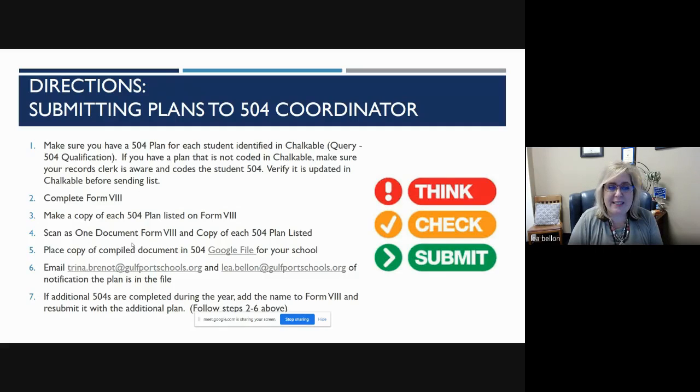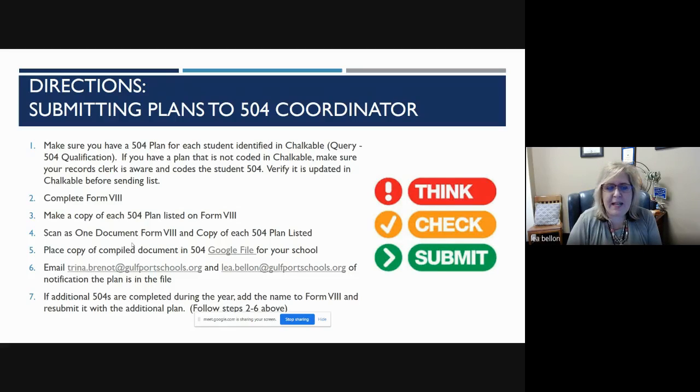So step 3 says you're going to make a copy of each one of your 504 plans and Form 8, okay? And what I want you to do is scan all of those as one document. So when I receive it, I won't get 10 emails with different 504 plans. This is important information. We just want to make sure that it is secure, and uploading it through Google is more secure than sending it through email. So please don't send through email.